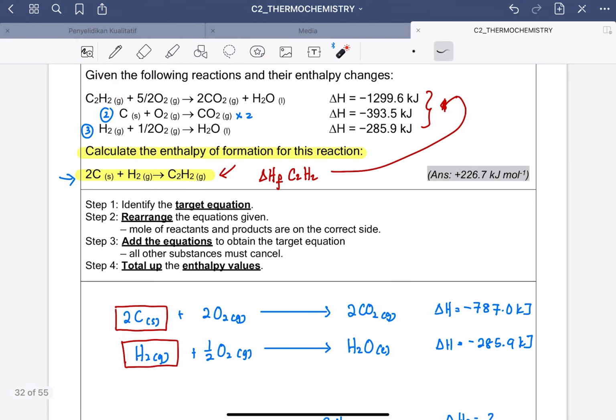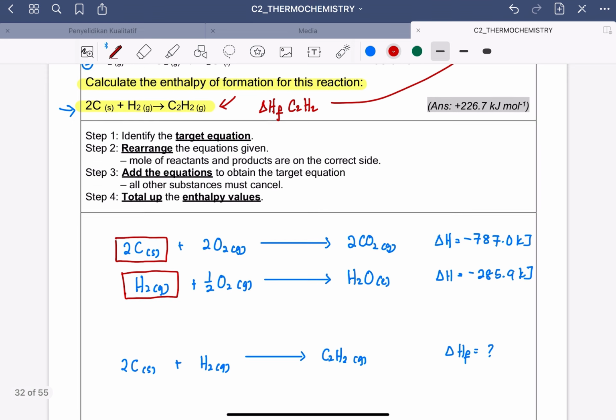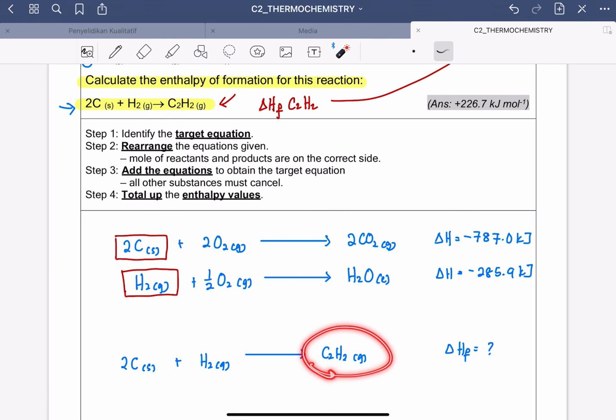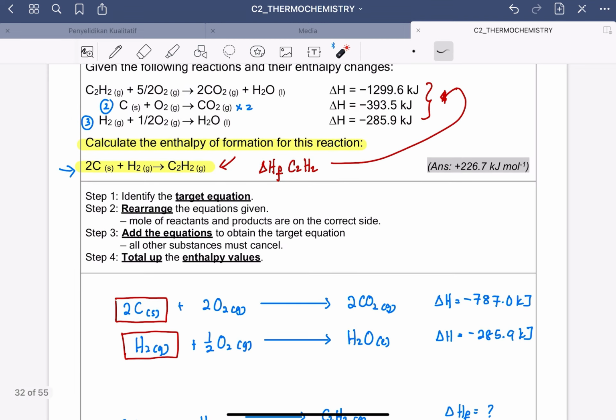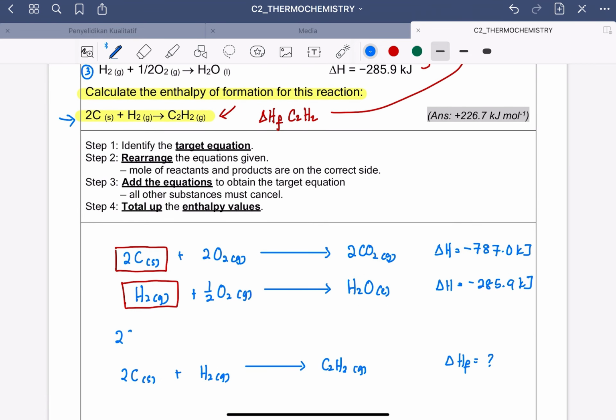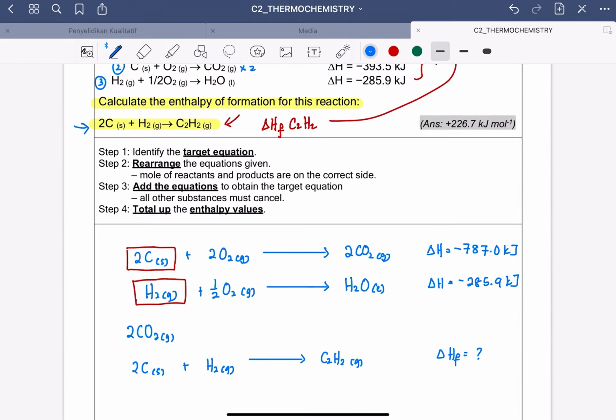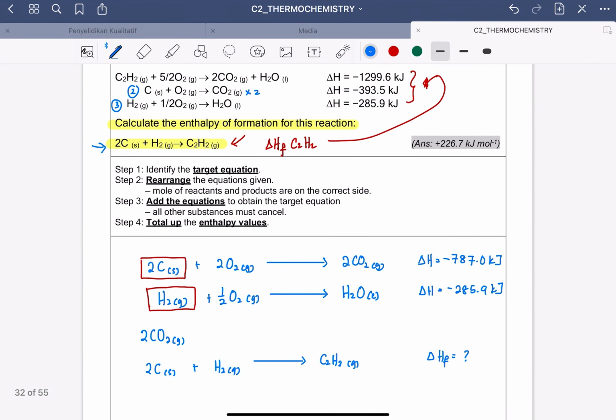However, as you can see, my target, acetylene C2H2, is at the product side, but this one is at the reactant side. So what we can do, we have to reverse it. So 2 CO2 gas plus H2O, and I get C2H2 gas plus 5/2 oxygen gas.